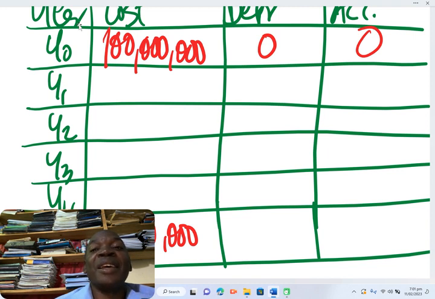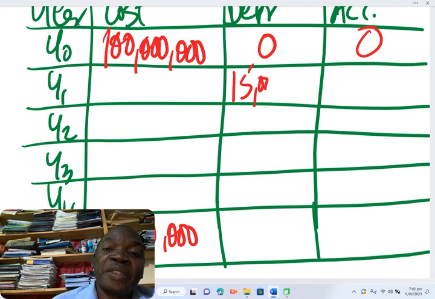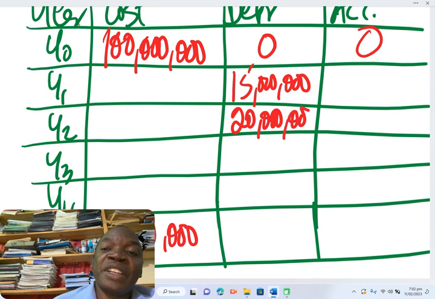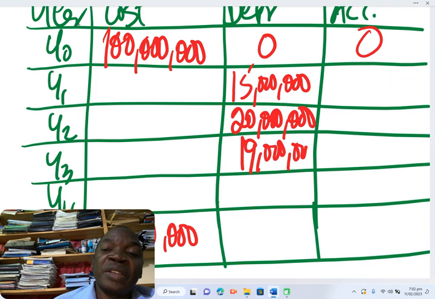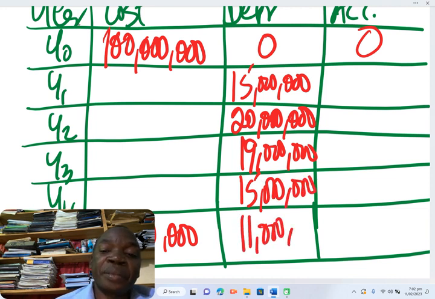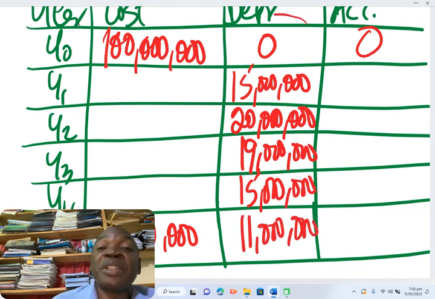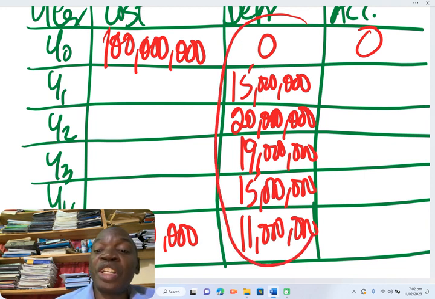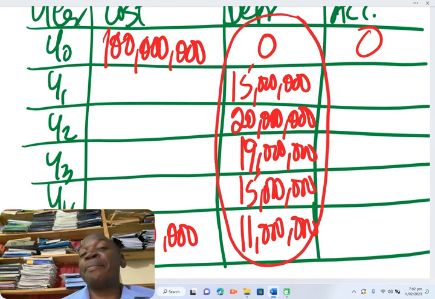You'll see, the depreciation amount for the first year is 15. Second year, 20. Third year, 19. The fourth year, 15 again. And the last is 11 million. So this is the depreciation rate, which is charged in the statement of profit or loss.